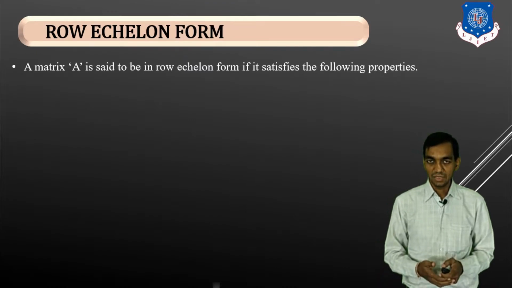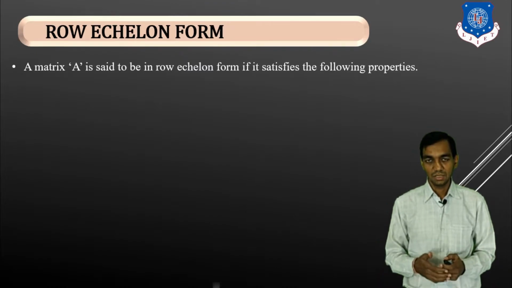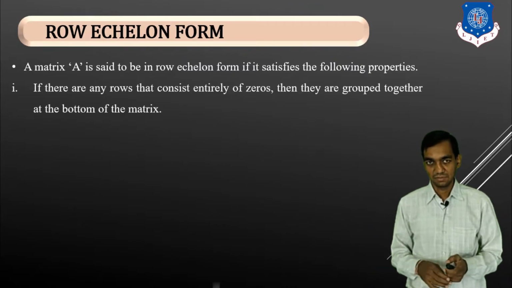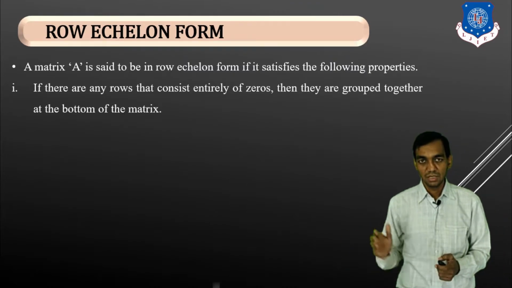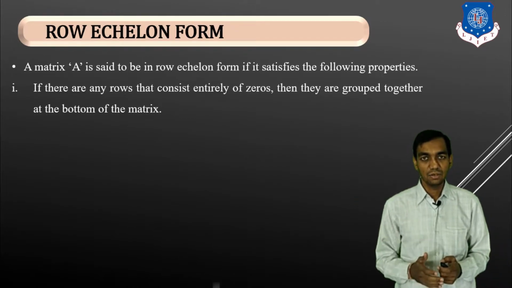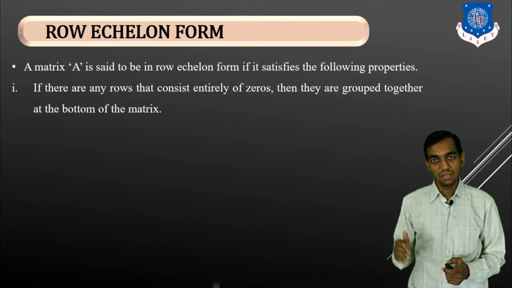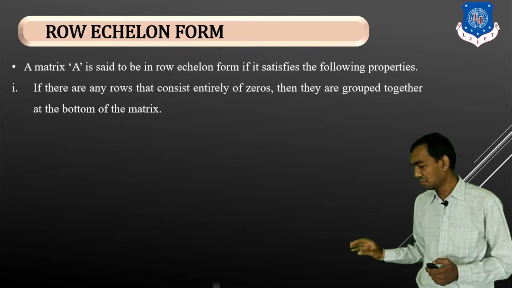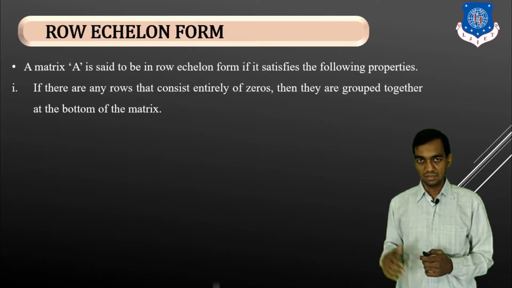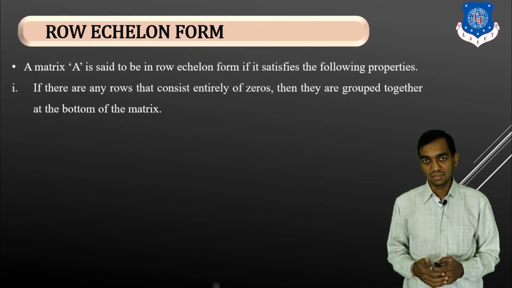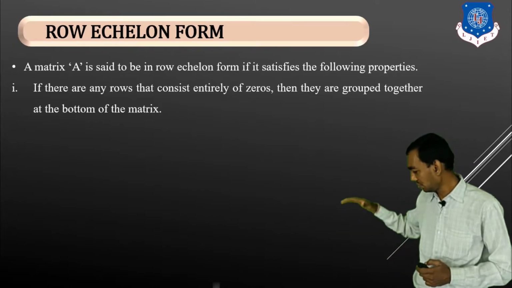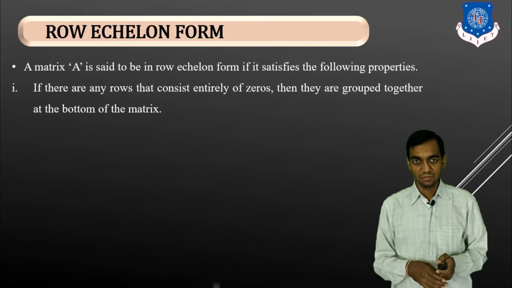A matrix A is said to be in a row echelon form if it satisfies these three conditions. First condition: if there are any rows consisting entirely of zeros, then they are grouped together at the bottom of the matrix. That means the rows consisting only of zero elements, however many you have, must all be at the bottom of the matrix.